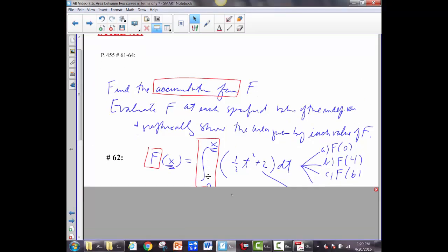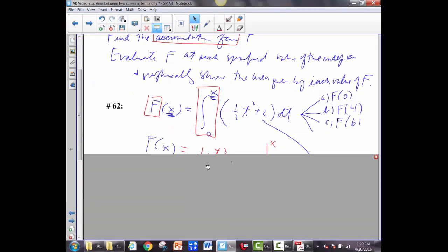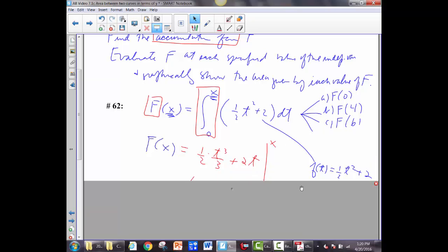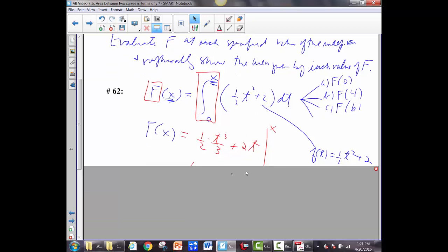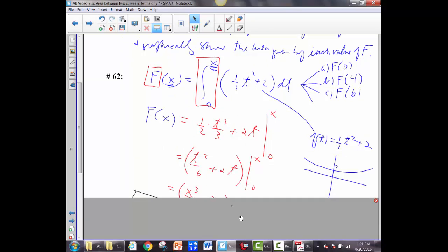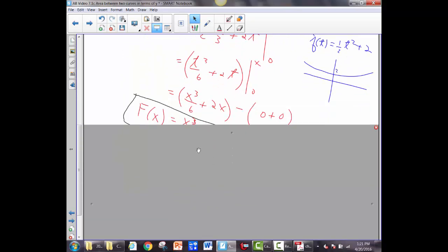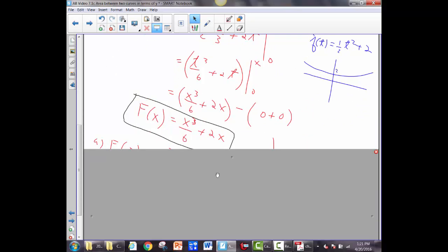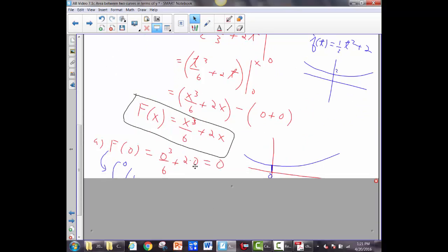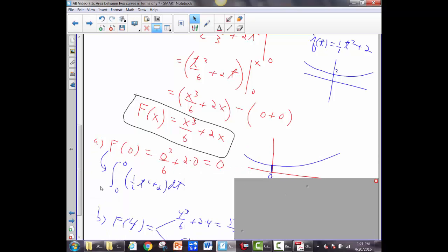So let's look at number 62. They give you f of x is the integral from 0 to x of a half t squared plus 2 dt. They want you to find f of 0, f of 4, etc. Okay? So what they want you to do here is actually evaluate this. So you'll integrate, you'll get a half t cubed over 3 plus 2t, evaluated from 0 to x. Simplify that a little bit, plug in the x, plug in the 0, so you finally find what f of x is equal to. And then they ask you to figure out what's f of 0. You could plug it into here, but of course you could have just noticed it's 0 to 0.